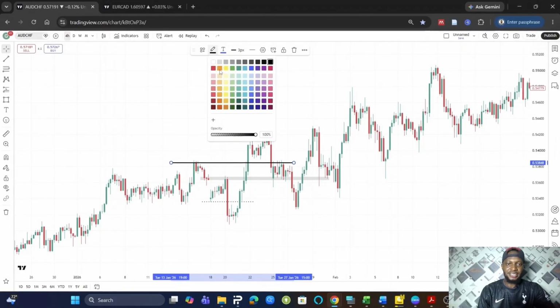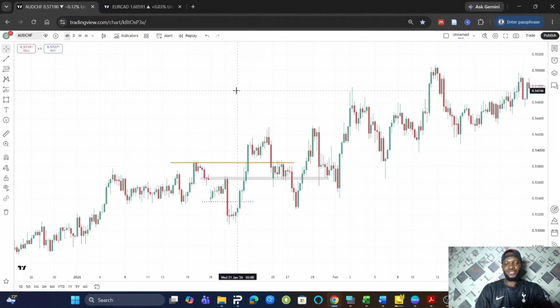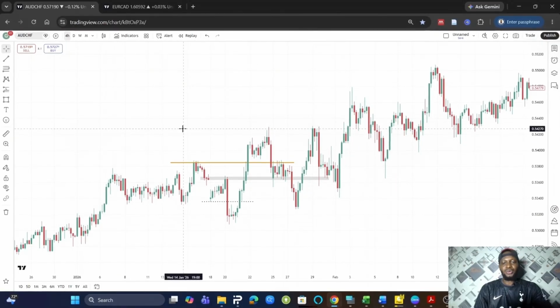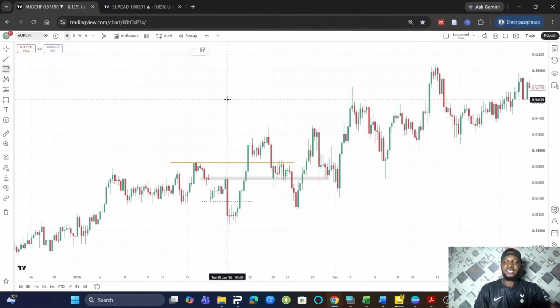You see, there is some form of break of structure right here. Not only do we have a liquidity sweep, price went upwards and broke structure. So what I usually do is to bring my Fibonacci. These are all the tools I use. I use my trend lines and then my Fibonacci.